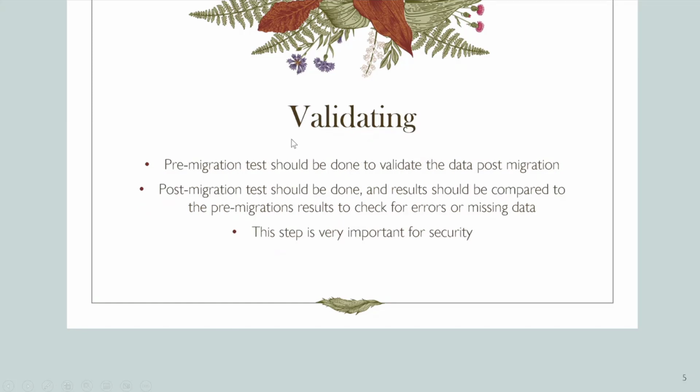And then finally, there's validating. So pre-migration tests should be done to validate the data post-migration, and post-migration tests should be done and results should be compared to the pre-migration results to check for any errors or missing data. So of course, if you put 2 inputs into an algorithm and you get 2 outputs after migrating a system, then obviously there's something wrong with the migration. And this step is very important for security reasons.